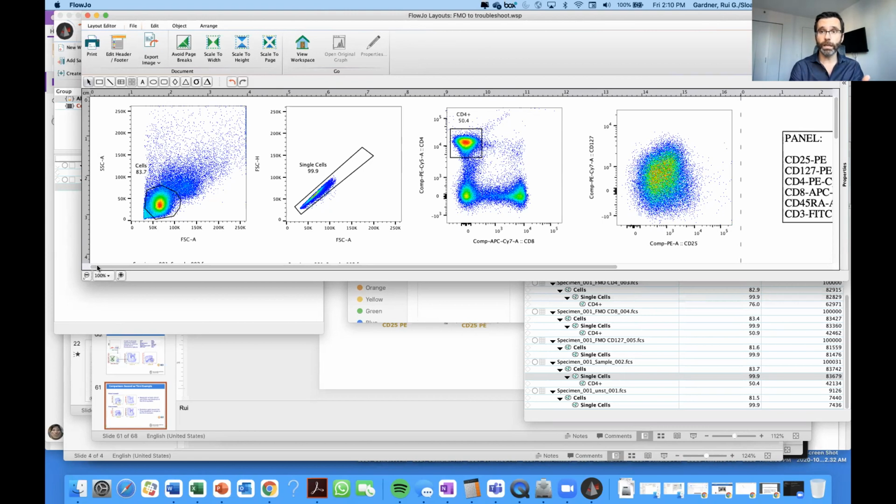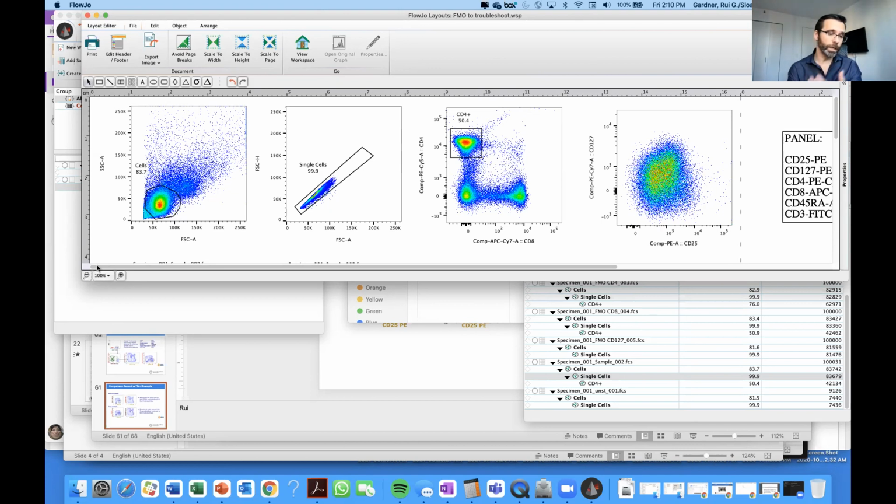But in terms of panel design, actually the FMOs can be extremely important, and a lot of times people want to skip, of course, a lot of the controls, because you may have a precious sample. You're spending more money. If you have a 20 color or 30 color panel and you're doing an FMO for all of the markers, we're talking about 20 or 30 FMOs, right? That could be quite expensive.